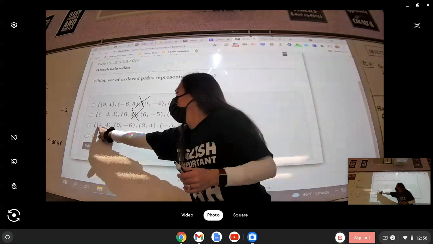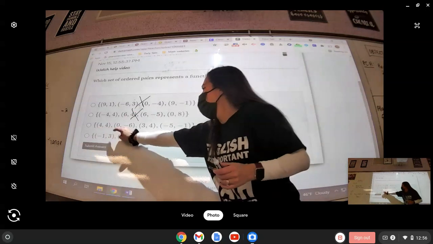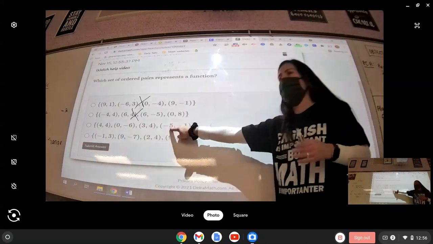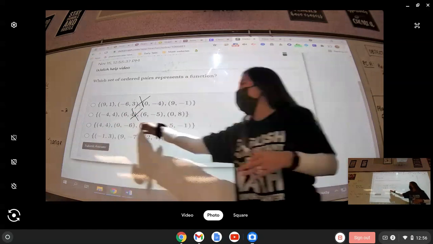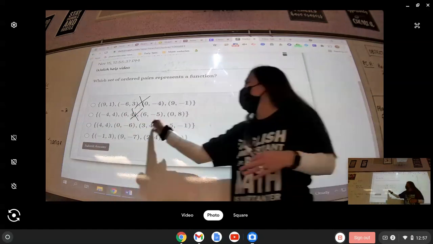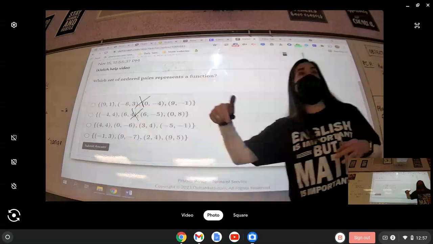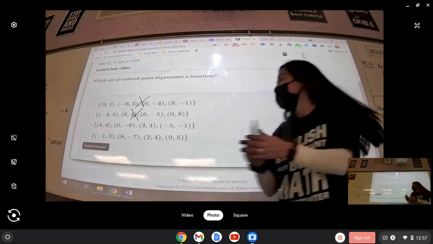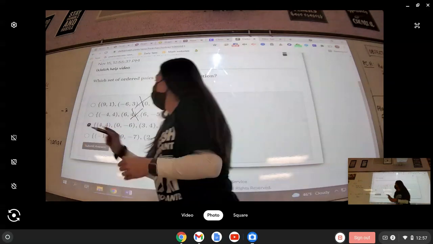All right, look at the next one. 4, 0, 3, -5. Guys, 4 different ordered pairs. Did any of the x's repeat? That means each one of them is telling a different story. Is that good for us? Is that a function? Yeah. So it's looking like this guy. He's going to be our function.